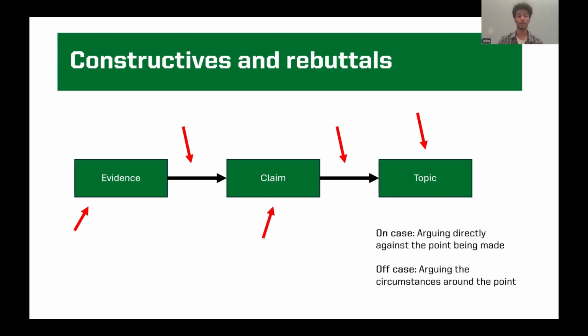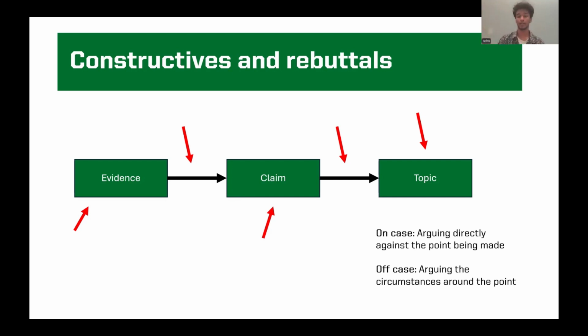On-case arguments are arguing the point directly against the point that is being made. Off-case arguments argue around the circumstances of the case, of the point. For example, if you're arguing against your opponent's evidence, an on-case example would be, my opponent said this, however, we have evidence that counteracts that data. Our data is better, and it says this will be more effective.